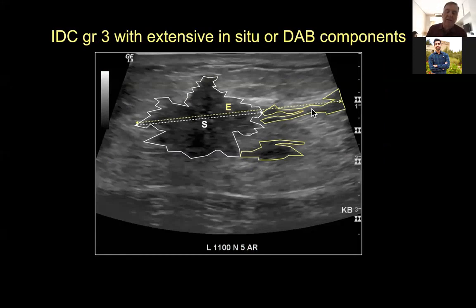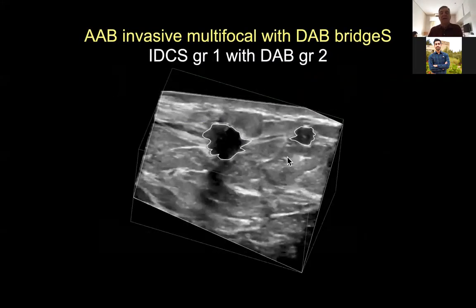The extent is going to include the DCIS components, which I'm showing in yellow. Same thing here. Multifocal disease, big DCIS bridges. Maximum diameter is going to be the maximum size of the index lesion plus its thick echogenic rim. But the extent is going to include all these DCIS components.